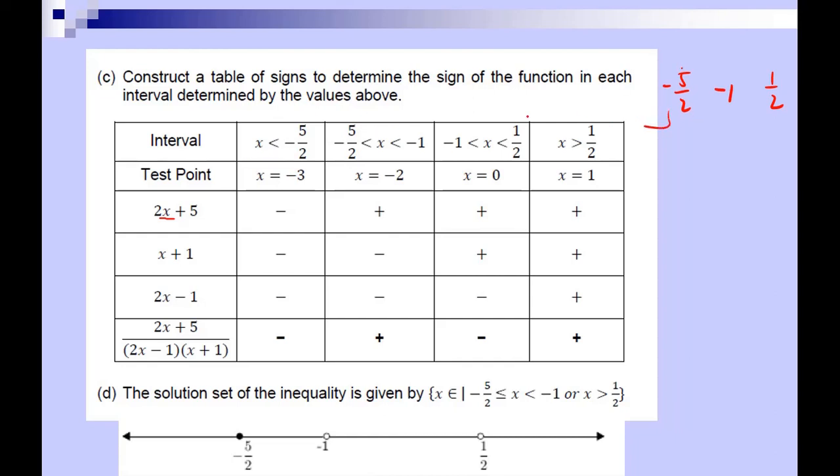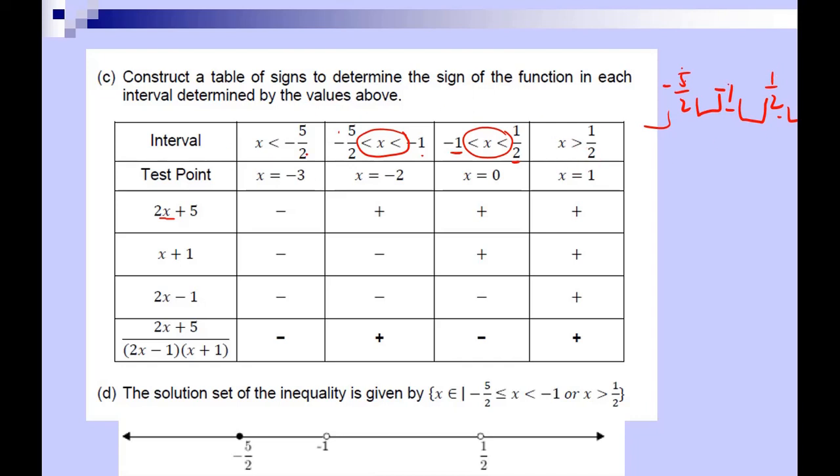And the next is the one in the middle. So just simply copy this one, then put this value or that value to make it easier for you. The next is in the middle, so you copy this one and then put the value here and the value there. Then lastly is x greater than 1/2.